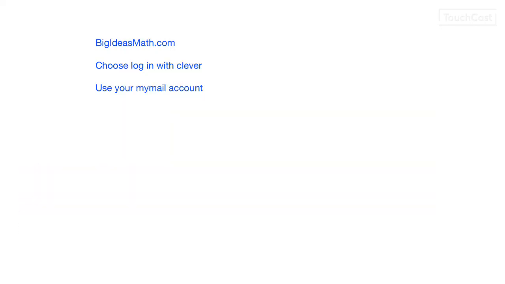I just want to point out that if at any time you think it would be convenient to have access to your Algebra 2 textbook, you should still have access to it. I think even if you weren't in my class last semester. So you could go to bigideasmath.com, choose log in with Clever. You might have to choose Reseda Charter High School out of the list, and then log in with your MyMail account, and you'll have access.